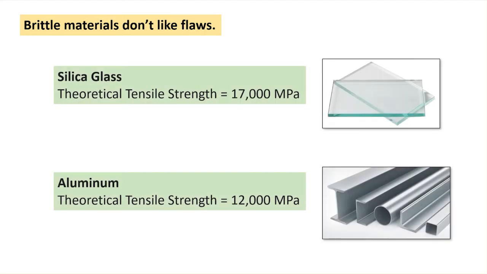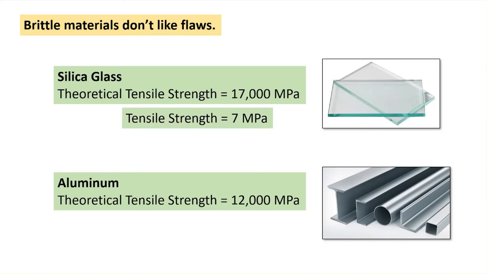One major downside of brittle materials is their inability to handle flaws. That means small cracks, imperfections, or manufacturing flaws. Would it surprise you that the theoretical strength of glass is greater than the theoretical strength of aluminum? But because no material is perfect and all materials have flaws, glass doesn't have the tensile strength of 17,000 megapascals. It only has a strength of 7.